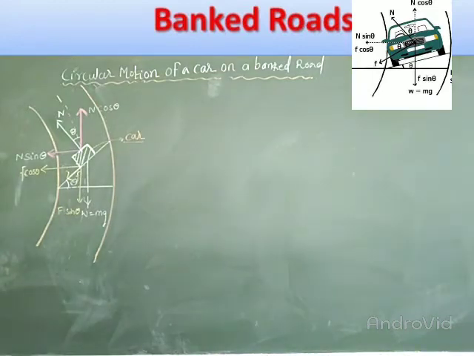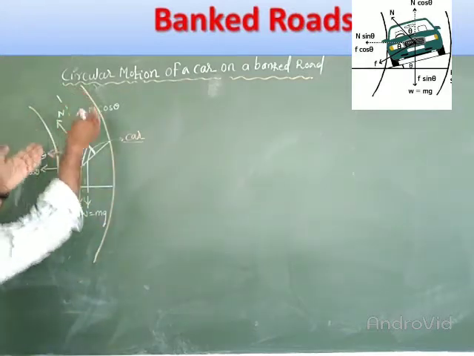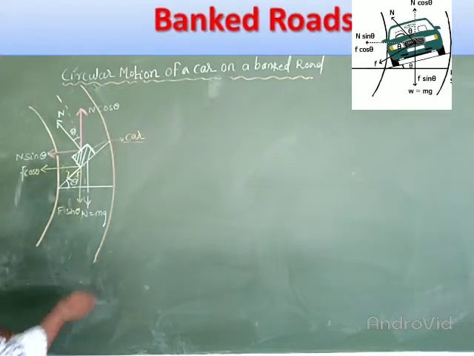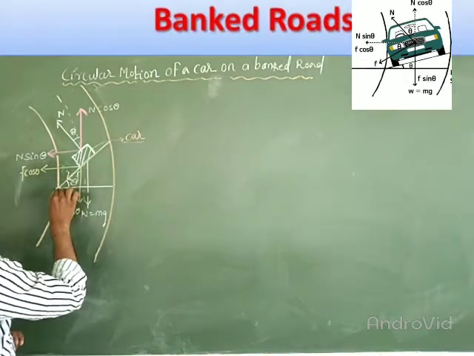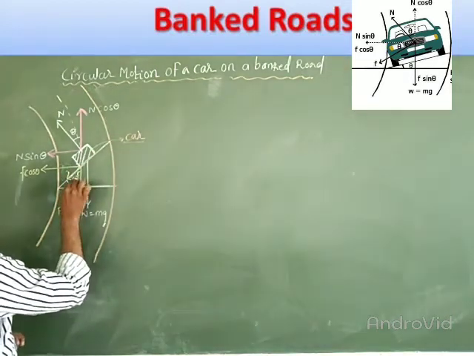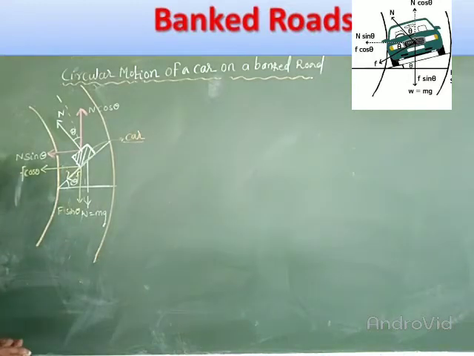Let us consider the vehicle or car which is moving on a curved circular path of radius r, which is banked at an angle theta. This is the curved path of the vehicle. The outer edge is raised by an angle theta. This angle theta is called the angle of banking.